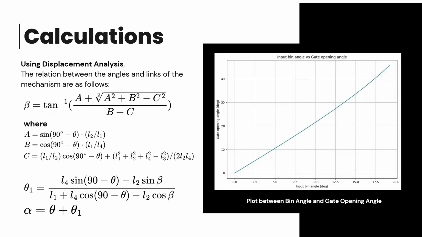Now moving to the next slide, our simulation is supported by the displacement analysis, which establishes the angle relationship within the 4-bar mechanism. This trigonometric equation defines how each link in the door mechanism moves relative to its corresponding angle. On the right, we see the resulting plot between the bin angle and the gate opening angle. The response is nearly linear. A bin rotation of approximately 20 degrees results in a gate opening angle of about 45 degrees. This plot validates our design, confirming that a small and controlled input rotation from the bin is sufficient to achieve the required gate opening.